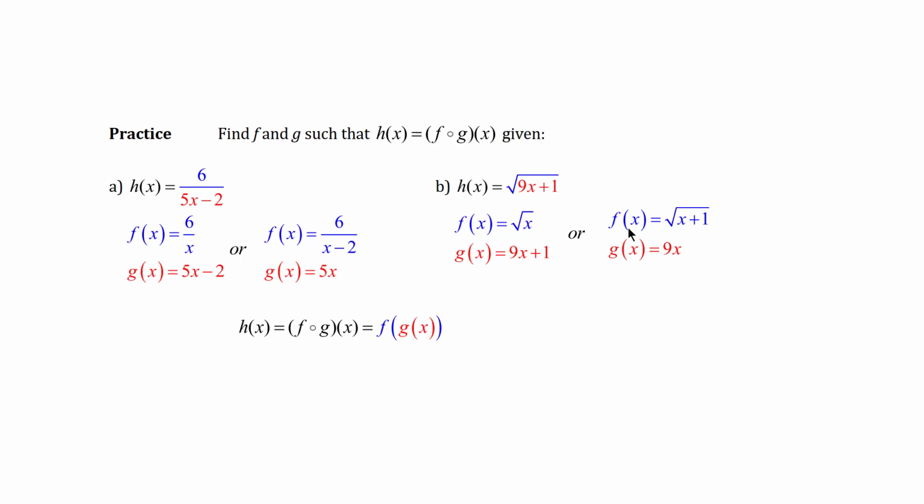We could also use the function f of x equals the square root of x plus 1, and g of x equals 9x. If we compose the function f and g, we take 9x and substitute it in for x in the function g. The result will be the equation for h of x. So this one also works.